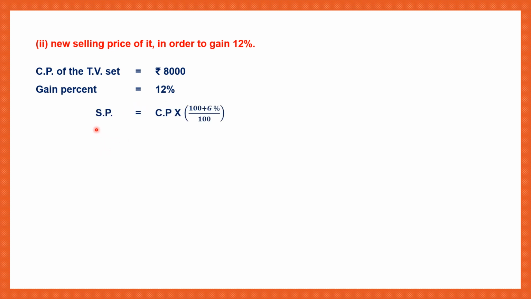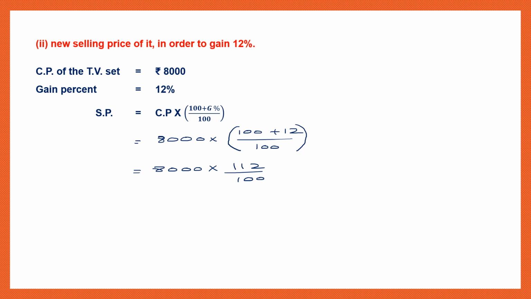Now we have to find the new selling price, that is cost price into 100 plus gain percent divided by 100. So cost price is 8000 rupees. Let's write that: 8000 into 100 plus gain percent, 100 plus 12%, divided by 100. So this will be 8000 into 100 plus 12 is 112 divided by 100. So here let's cancel. 2 zeros I can cancel and 2 zeros here.